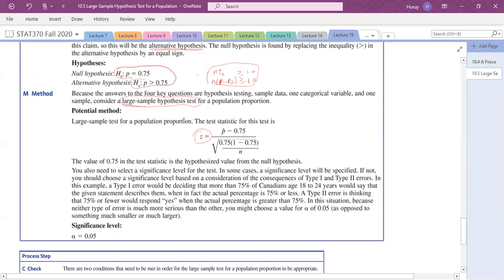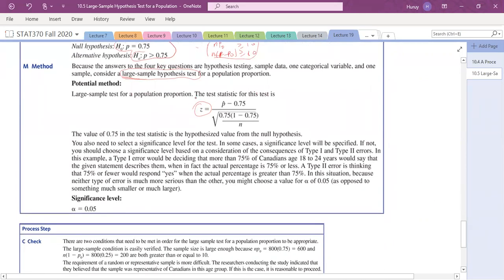Because for small samples, this doesn't apply. That's the reason. Okay. Then the test statistic is z equals p hat minus p sub naught. Remember, p sub naught, the hypothesized value, is 0.75. So here we have the formula.